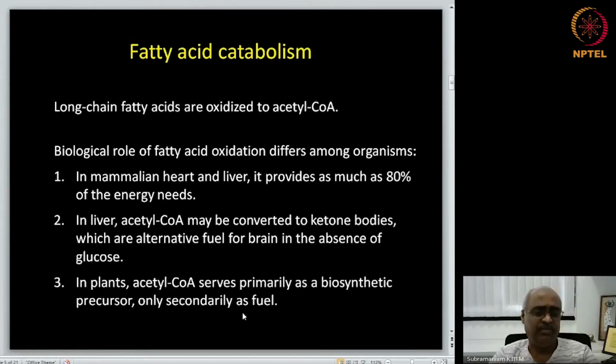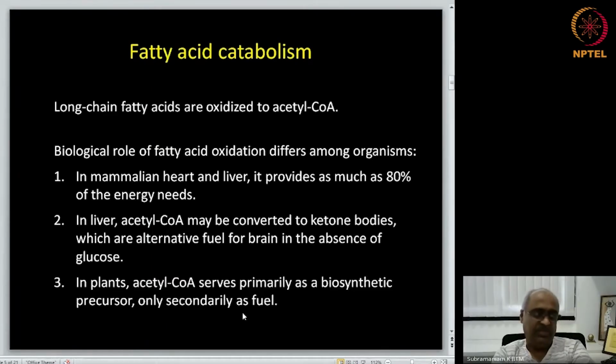So here, for our purposes and from our exam point of view, we are staying away from those details of amino acid synthesis and degradation. So now let us turn our attention to fatty acids.